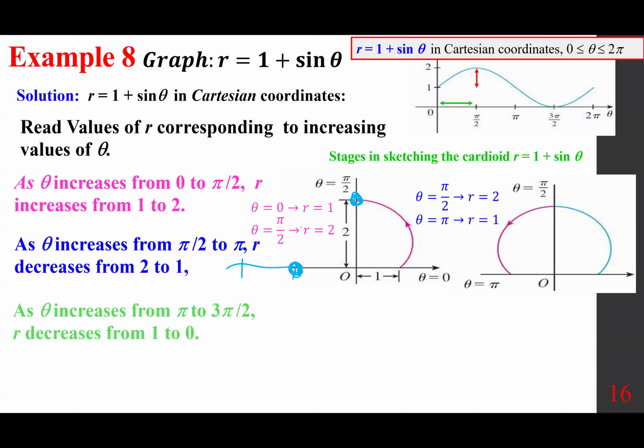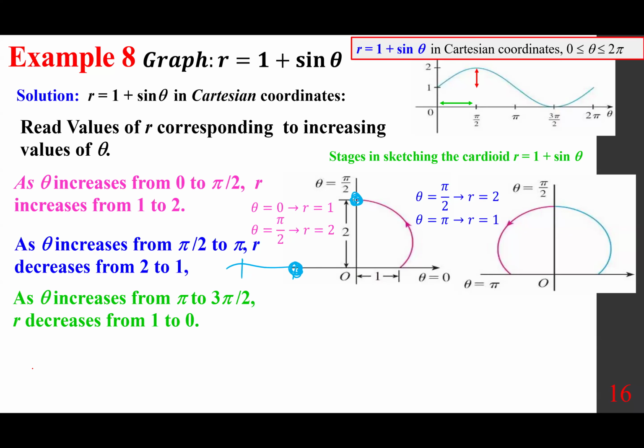Now, as theta increases from pi to 3 pi over 2, in this portion r goes from 1 to 0. In other words, when theta is pi, r is 1. When theta is 3 pi over 2, r is 0, meaning it moves there. You see that?